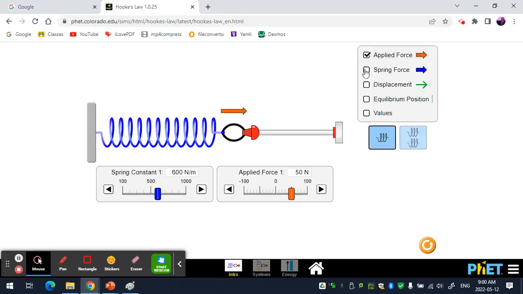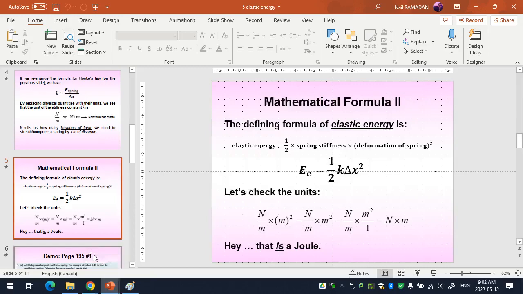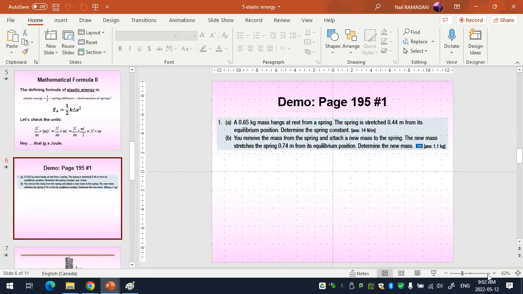Okay, let's actually see. So I'm going to show the applied force. All right, so first problem.